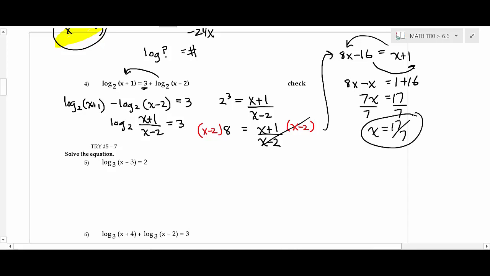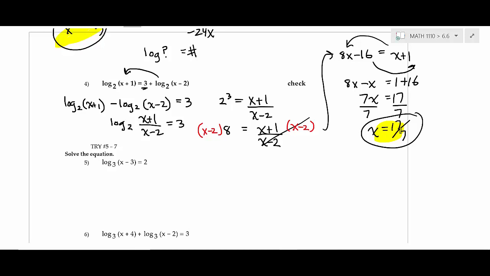Now, as far as checking, let me explain what you want to do at a minimum, without going through and checking every detail. There's a lot of things you could do. You could plug that in and work it out. But here's mainly what you want to do. Plug it in and make sure that you're not doing a log of a negative number. So if you put 17 over 7 plus 1, that's positive, right? That's good. If you go here, 17 over 7 minus 2 is also okay.